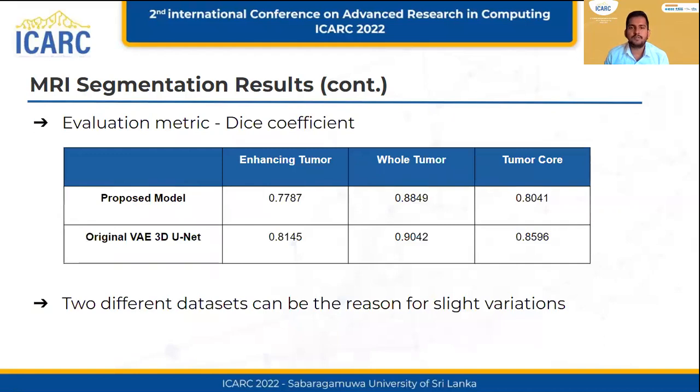We compared the performance of the segmentation module of the proposed system with the performance of the original VAE 3D U-Net model. There is a 2 to 5% difference in the dice coefficients. Use of a different dataset can be the reason for the slight variation. However, this variation is not a concern because we use segmentation output only as an approximate evaluation of GradCam heat maps.